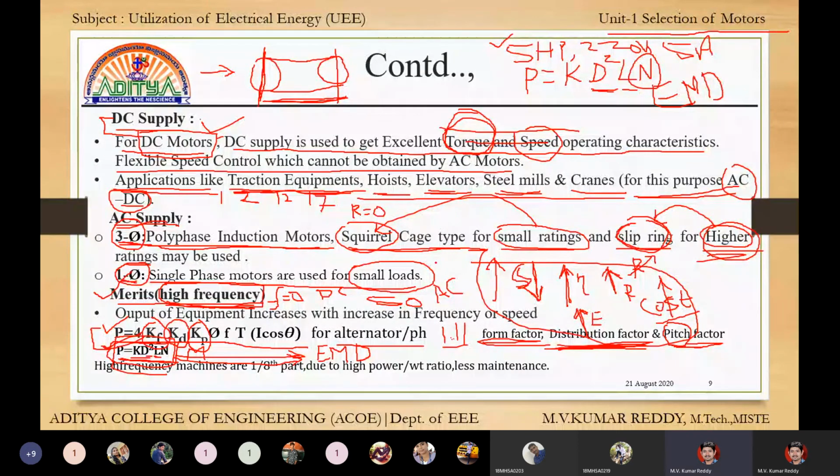Next, high frequency machines are one eighth part of the original machine. That means we can reduce the size of the motor to one eighth of the previous motor. Initially the motor is 1%.